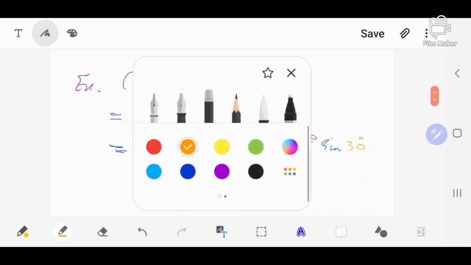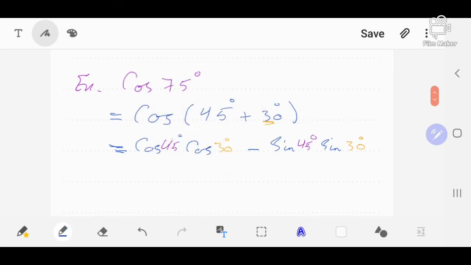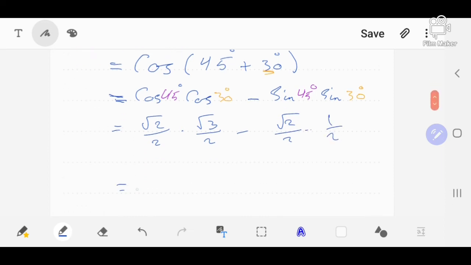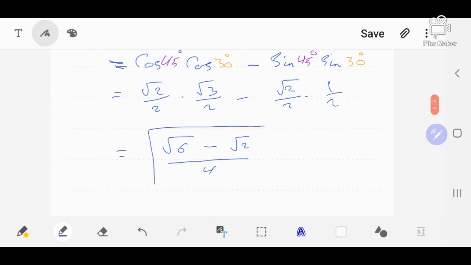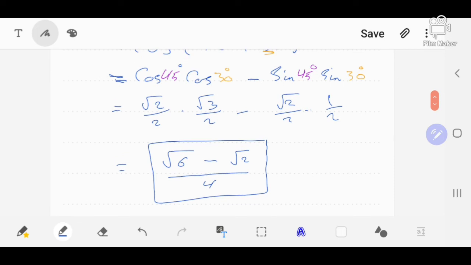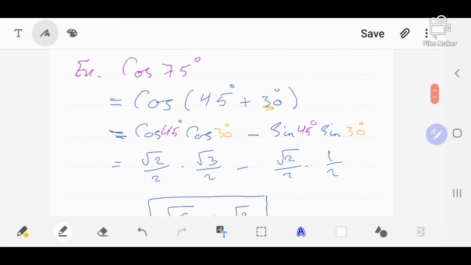Okay, now let's try to evaluate this. What do we have? Cosine 45, it's radical 2 over 2. Cosine 30, which is radical 3 over 2, minus sine 45, it's also radical 2 over 2. Sine 30 is half. Now if you multiply these and simplify, you will get radical 6 over 4 minus radical 2 over 4. So all of them, radical 6 minus radical 2 over 4. That's my exact value of cosine 75. Remember, exact value means without using a calculator.